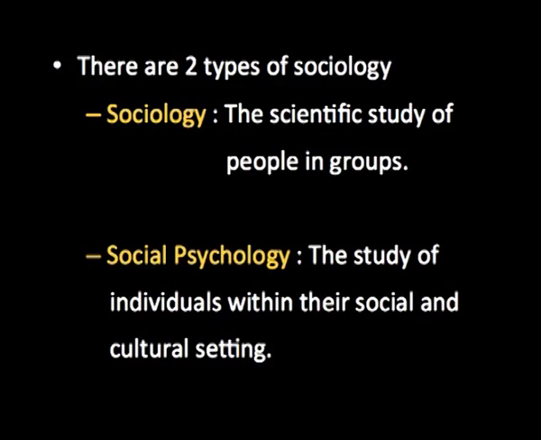So, sociology comes under two categories. One is sociology, or the scientific study of people in groups. The other is social psychology, the study of individuals within their social and cultural setting. If we look at the large global villages we are talking about, each group of people lives in a particular social and cultural setting. There may be certain familiarities across these groups, there may be certain differences also.